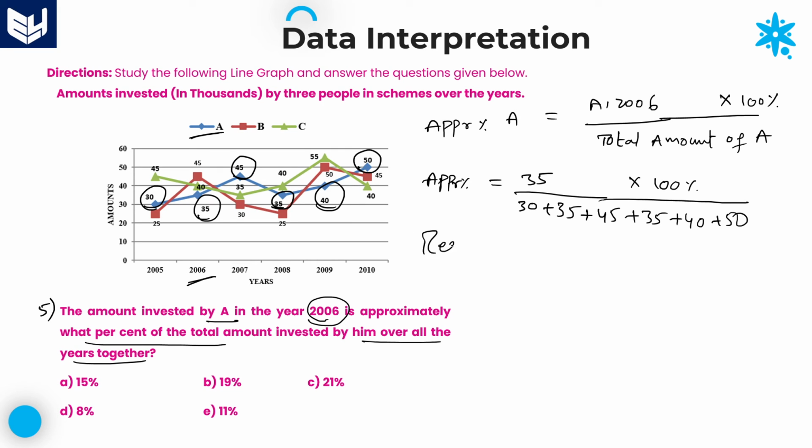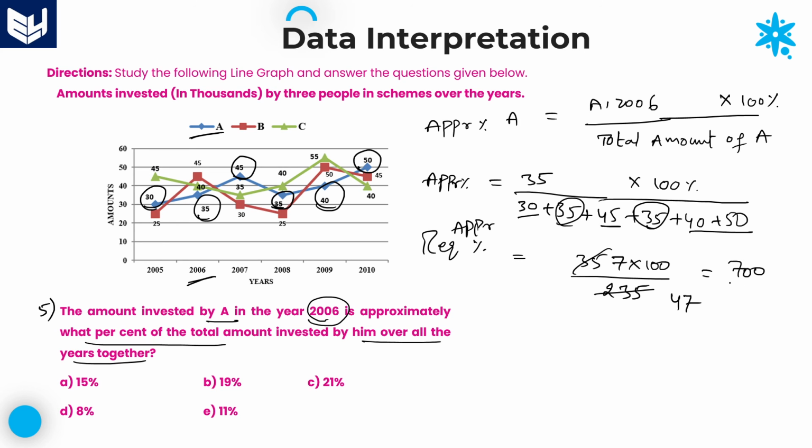Therefore, our required approximate percentage is equal to 35 into 100 divided by the denominator value. Once you add all these values: 30 plus 35 is 65, plus 45 is 110, plus 35 is 145, plus 40 is 185, plus 50 is 235. That is the denominator value. Now you can cancel with the 5 table: 5 sevens are 35, and 5 forty-sevens are 235. So the required value is 7 into 100, 700 divided by 47.